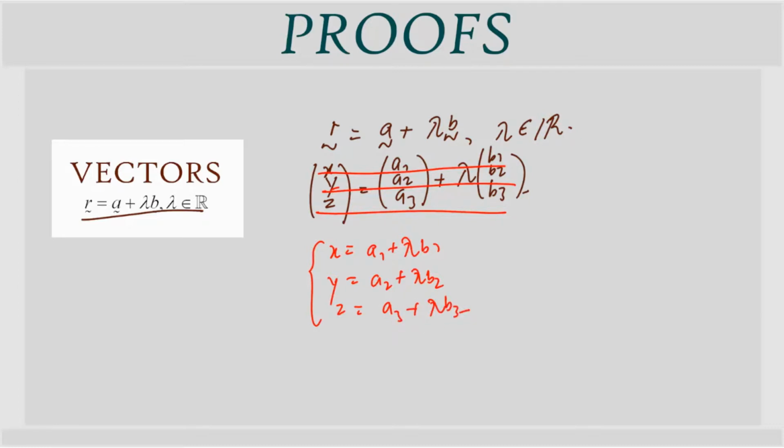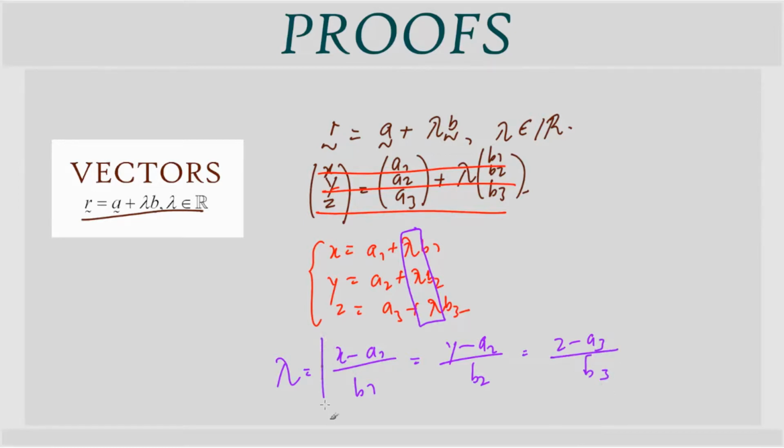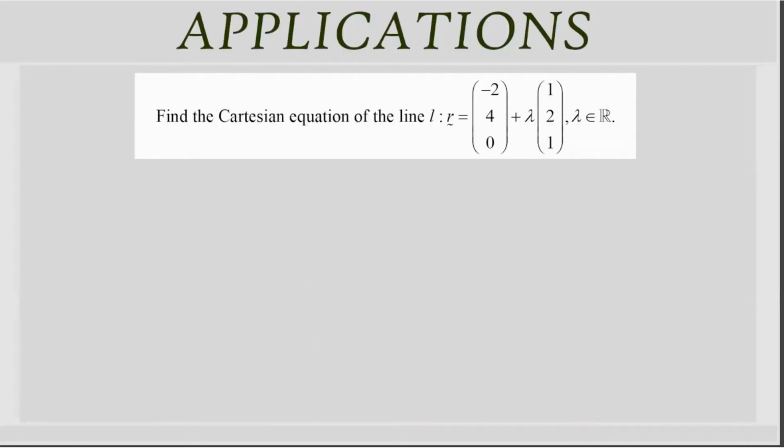Alright, now we're going to make lambda the subject, because that's the only variable that links these three equations together. So we have lambda is equal to x minus a1 over b1. And that's equal to y minus a2 over b2, which is equal to z minus a3 over b3. Alright, that's all. That's all you need to know for changing from vector to Cartesian form. So let's try some examples to prove that we know how to do it already.